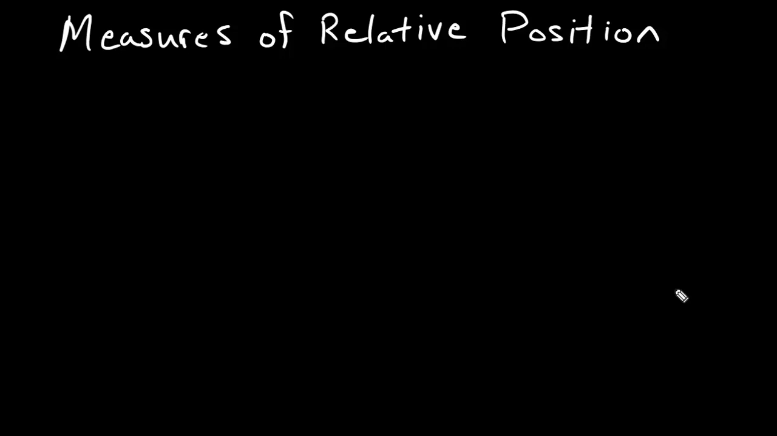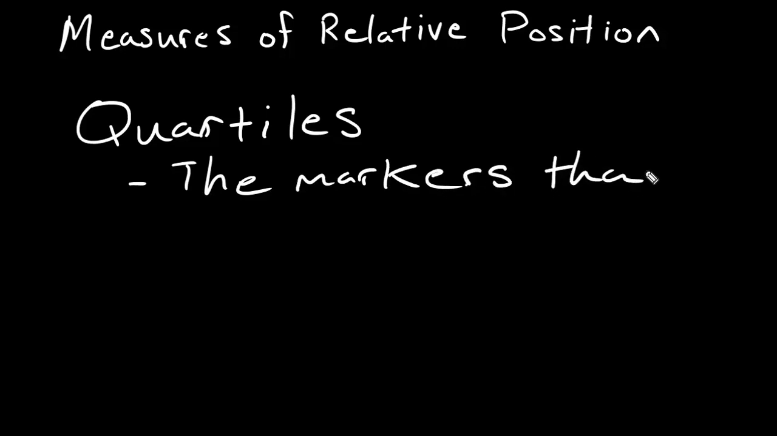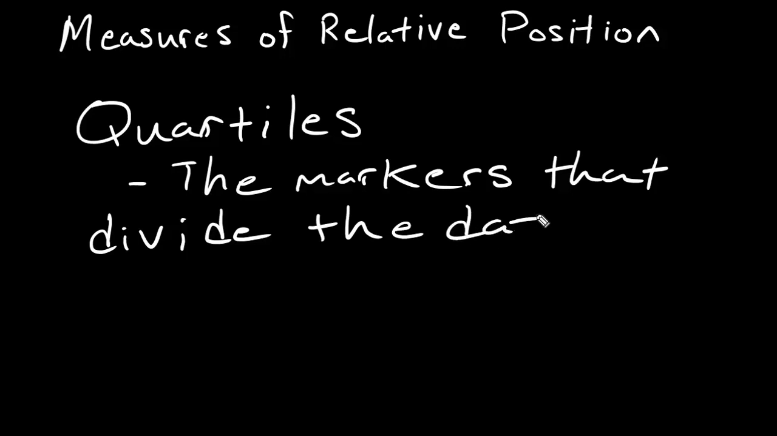In this video, we are going to continue talking about our measures of relative position. So in the last video, we looked at percentiles, and in this video, we are going to be looking at what we call quartiles. So quartiles are very much related to percentiles. They're just a specific case, and these are the markers that divide the data into 4 equal parts.